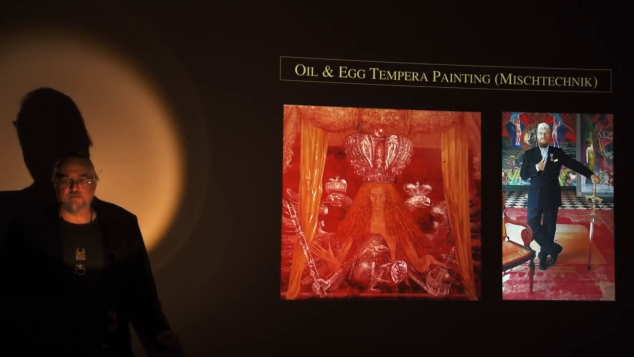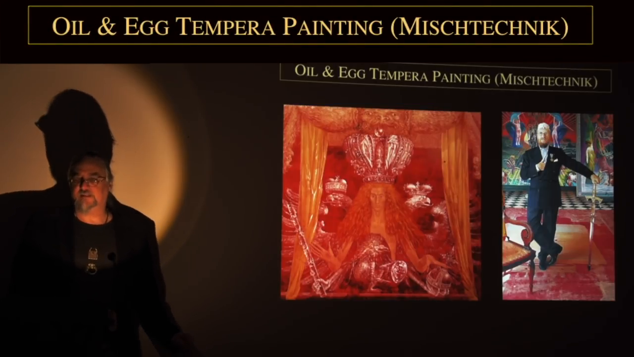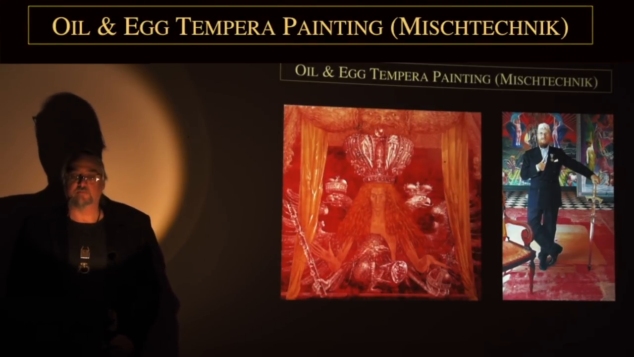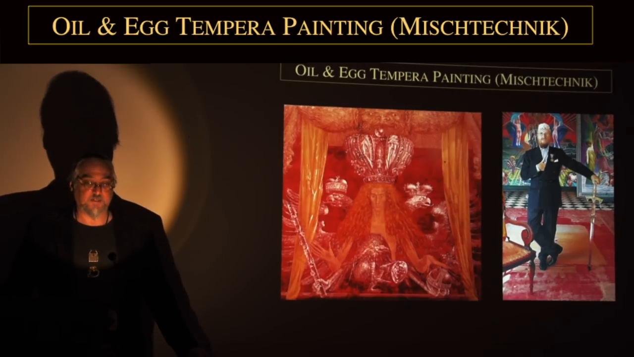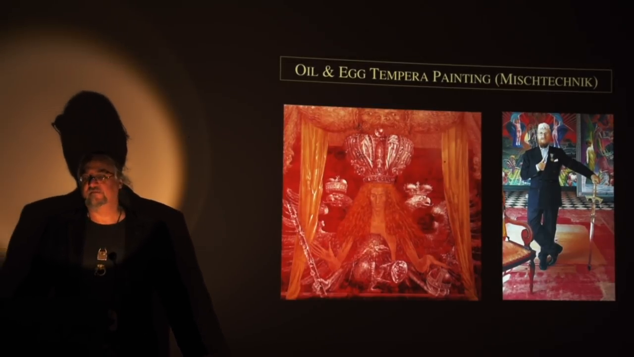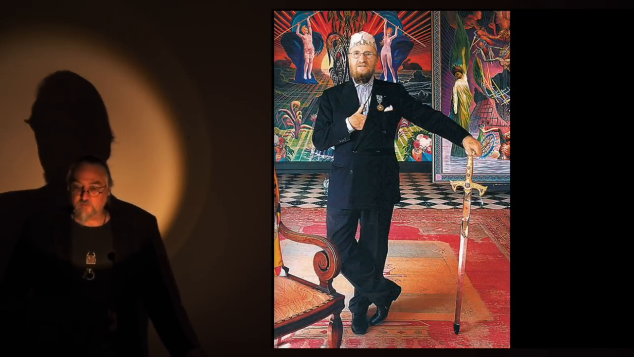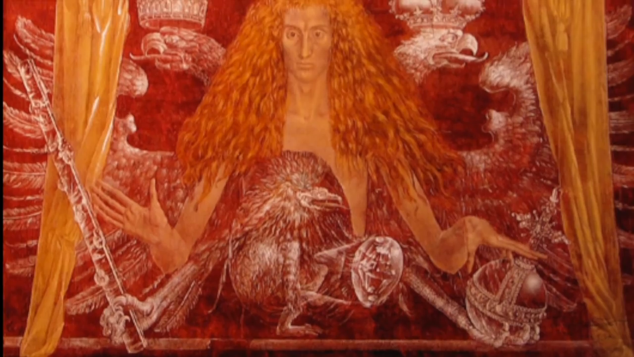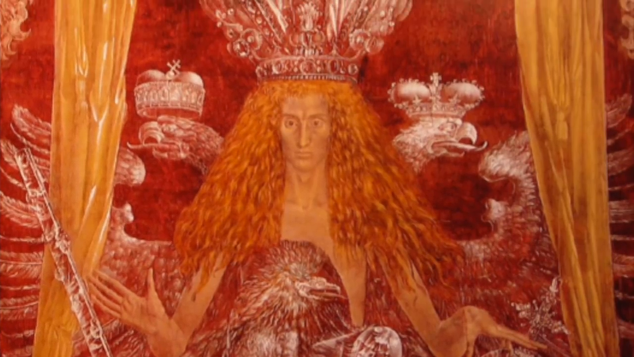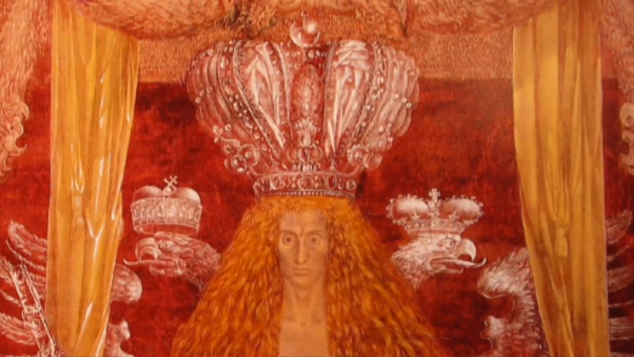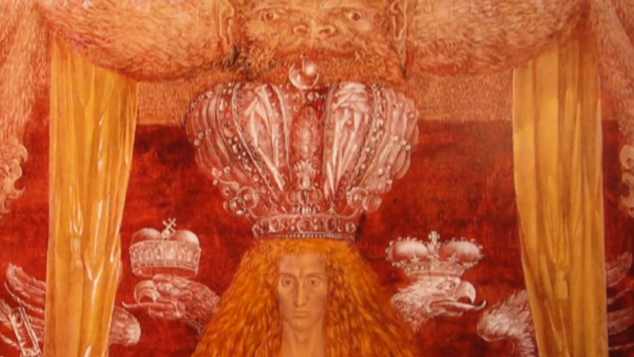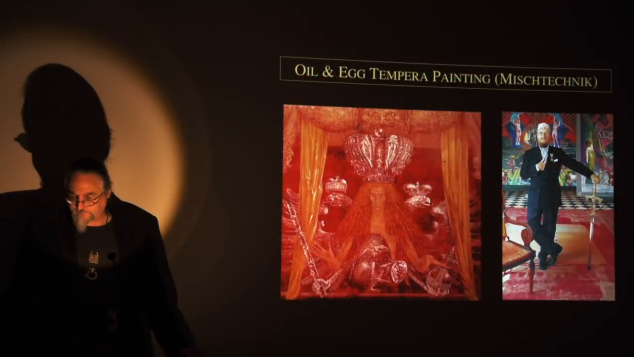Here in Vienna, we practice a technique called the Misch technique, which mixes oil and egg tempera painting. It was in fact developed by Professor Ernst Fuchs of the Vienna School of Fantastic Realism, who you see here on the right. And on the left is an unfinished painting in the Misch technique, which gives you an idea of how it combines oil and egg tempera.